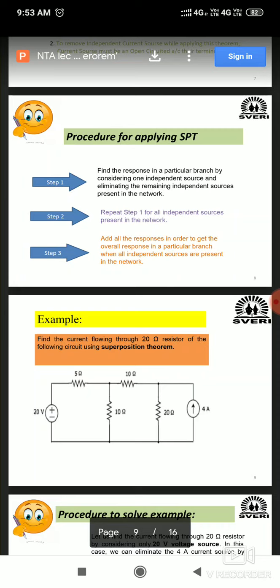So second step, repeat the step 1 for all independent sources present in the network. Okay, समजा 3 independent sources असेल तर किती step 1 किती वेळा रिपीट करावं लागतं तुम्हाला? 3 वेळा. If 2 independent sources are there, then you have to repeat the step 1 2 times. Okay, so this way you have to repeat the steps. Step number 3, add all the responses in order to get the overall response.